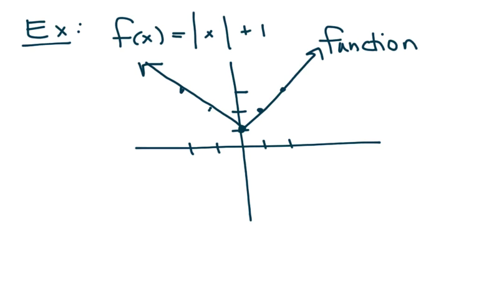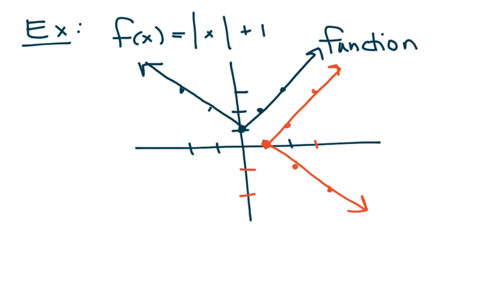So if the original graph has 0, 1, then the inverse must have 1, 0. If the original graph has 1, 2, the inverse must have 2, 1. If the original graph has 2, 3, then the new function has 3, 2. If the original function had negative 1, 2, then there would be a point at 2, negative 1. And the original graph had negative 2, 3, so the new function has 3, negative 2.